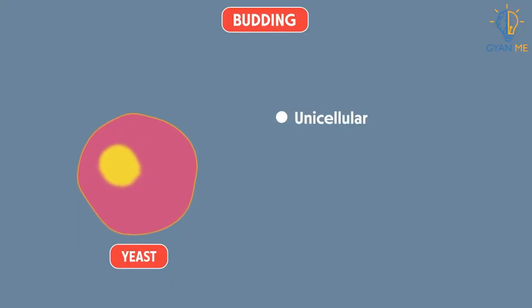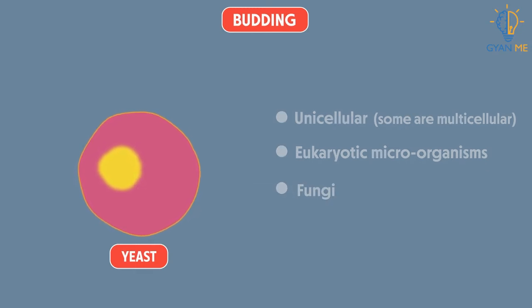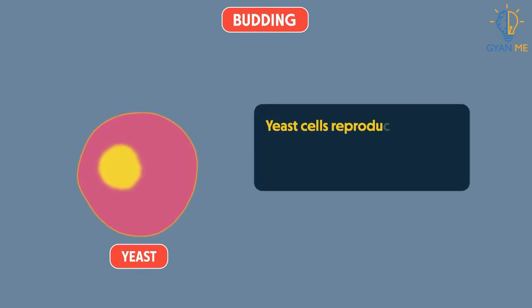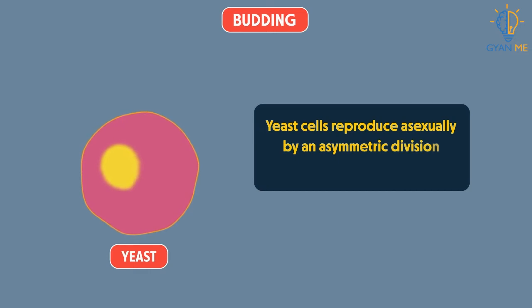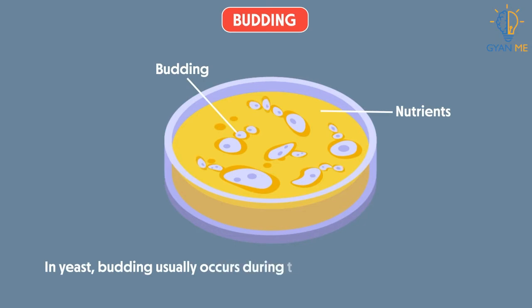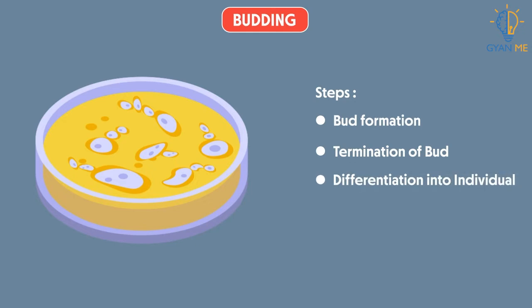Yeasts are unicellular eukaryotic microorganisms, although some are multicellular, belonging to kingdom fungi. They are generally larger than bacteria, and they typically measure about 3 to 4 micrometers in diameter. Yeast cells reproduce asexually by an asymmetric division process called budding. In yeast, budding usually occurs during an abundant supply of nutrition. It involves various steps like bud formation, termination of bud, and differentiation into an individual.